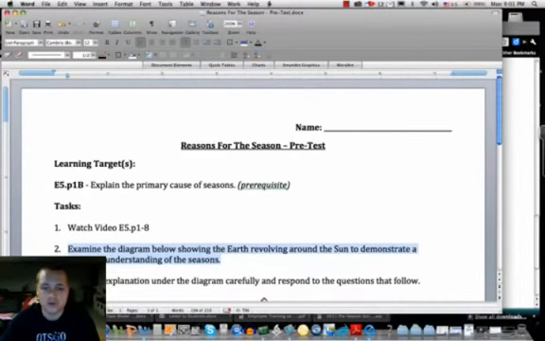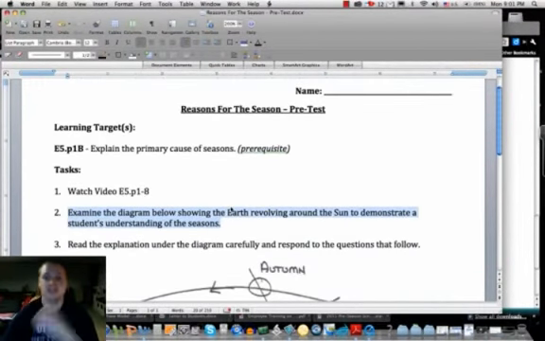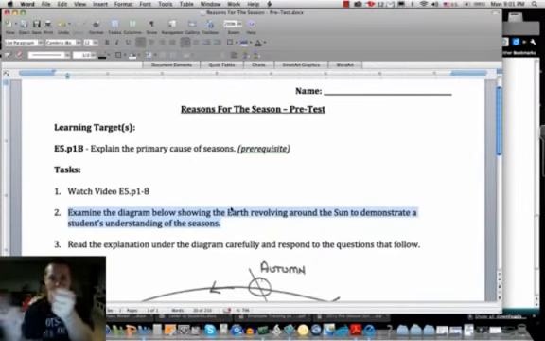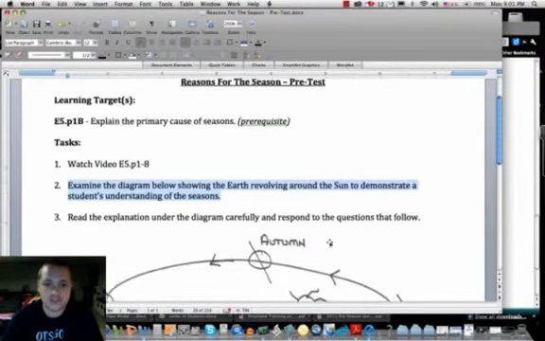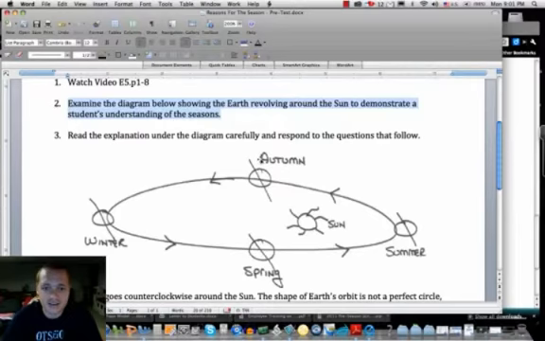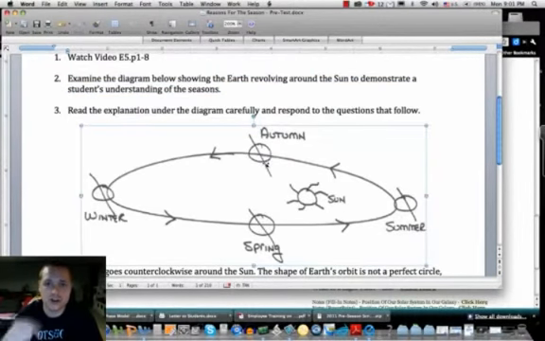Diagram below showing the Earth revolving around the Sun. Again, rotation is when you're on your axis, revolution is when you are spinning around another object. Okay, to demonstrate the students' understanding of the seasons. So what you're seeing is somebody's diagram right here that was drawn on a test showing the reason for the seasons. So they showed where the sun would be located, they showed how Earth would revolve around the sun, they would show the tilt of the actual Earth and which season the Earth is in depending on its location when it's revolving around the sun.